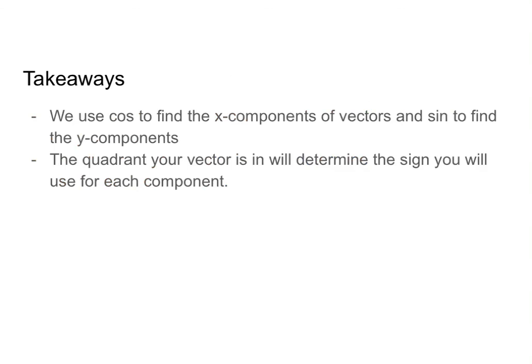So let's go ahead and talk through takeaways. So first of all, we can use cosine to find the x components of vectors and sine to find the y components. So you hopefully noticed through both of those problems the pattern that I was consistently using sine for my y components and cosine for my x components. And that is something you will find is the case almost all of the time with your vectors.